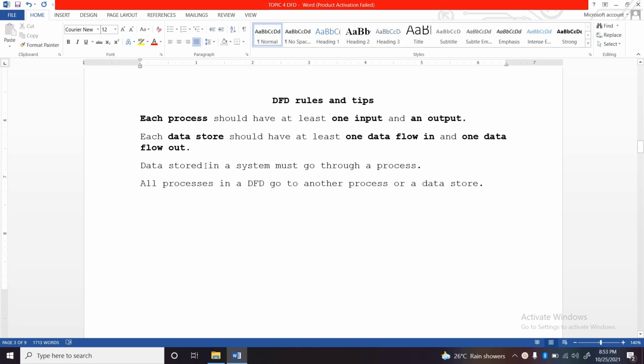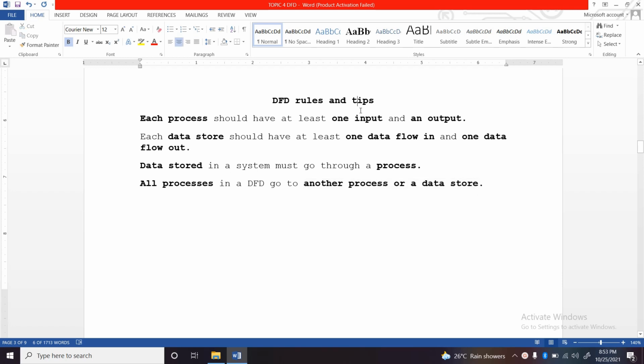And then the data stored in a system must go through a process. So the data store is connected to a particular process, and all processes in DFD go to another process or to a data store. So basically, they are all interconnected with each other.